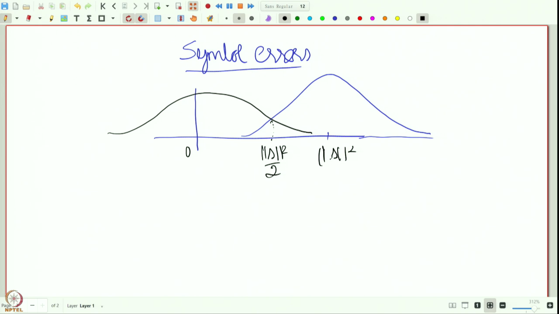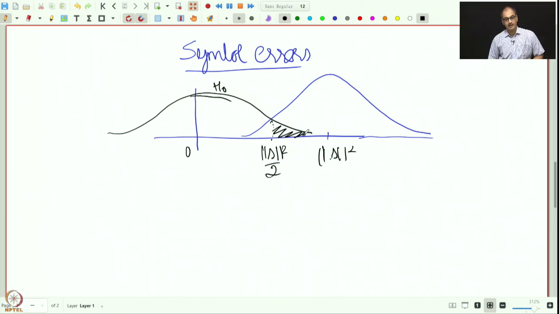Now, what is the probability of an error? Let's say under hypothesis H0, okay? This is the mean, actually it should come down. Just bear with me. An error happens if you send 0, but you fall into this particular region. So there is a symbol error probability that you can find out by finding the probability that, under H0, you cross norm S square by 2. So let us now evaluate that probability.